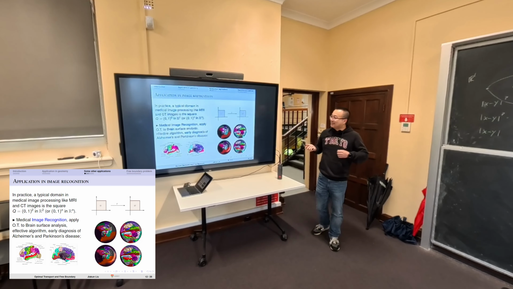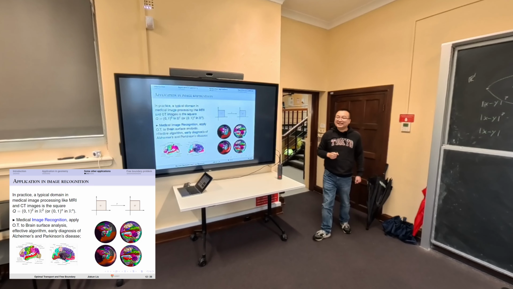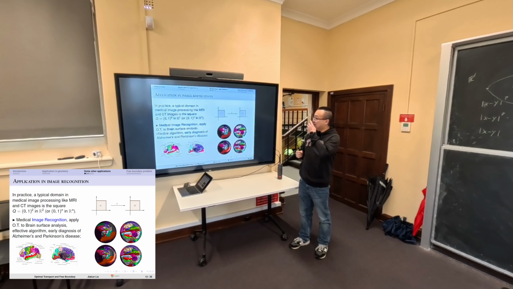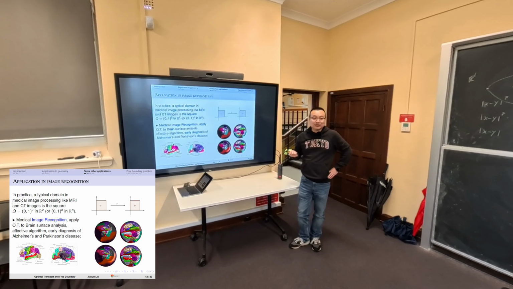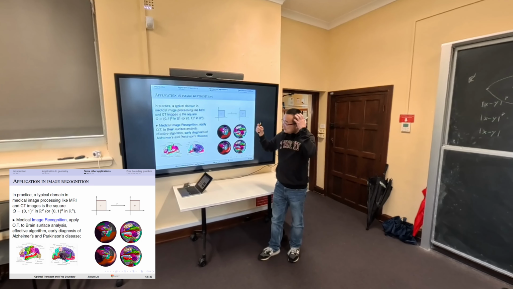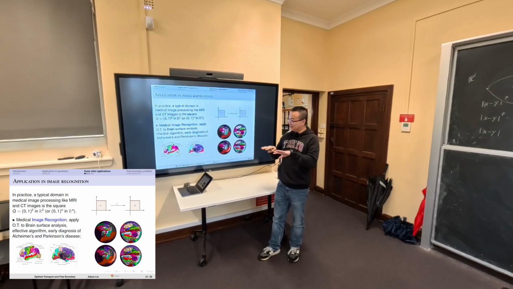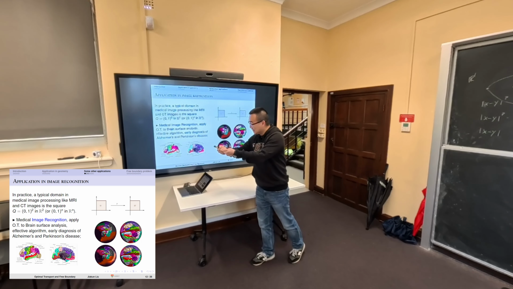All right, now let's look at some nice picture here. Recently, people told us if you want to study medical image processing, it's related to the optimal transport from a square to square. In higher dimension, it's from a cube to cube. This is very important because for the brain surface analysis, people are trying to understand what happens here. But we know the image of the brain is zigzag. There's lots of zigzag, it's not so clear. So we're trying to stretch it out.